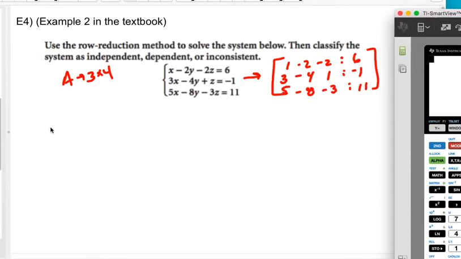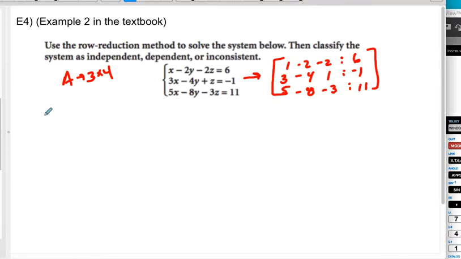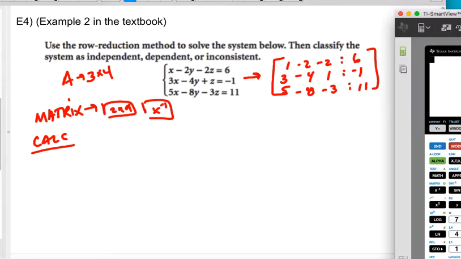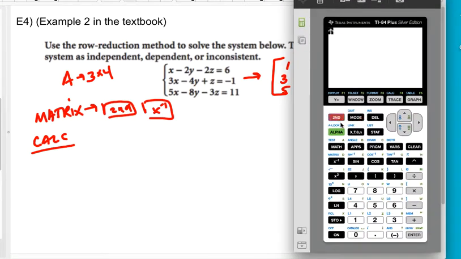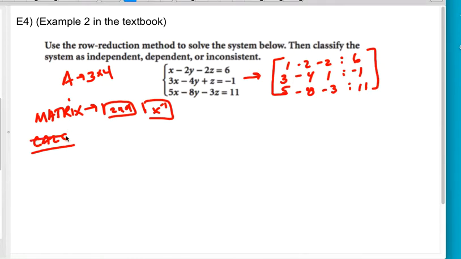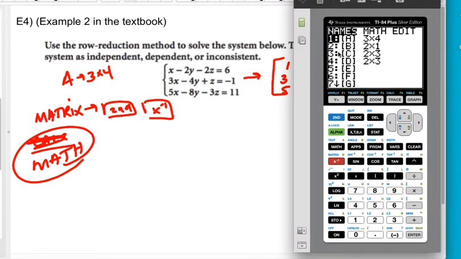Once I have that, I'm going to go back to matrix. Remember that we get to the matrix button by doing second and the X inverse button. But then I'm specifically going to go over to where it says calc. So let's walk through that. I'm going to go second matrix. Or sorry, not calc. It's math. My bad. Take that back. It's math. Sorry. All right. So math.